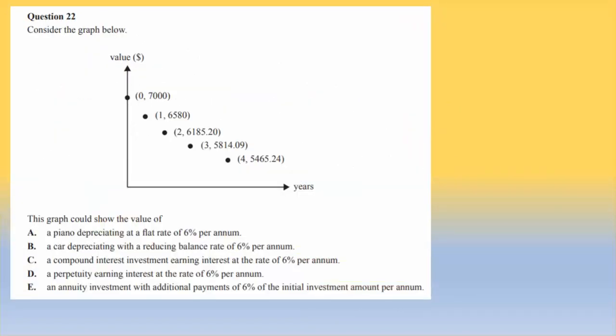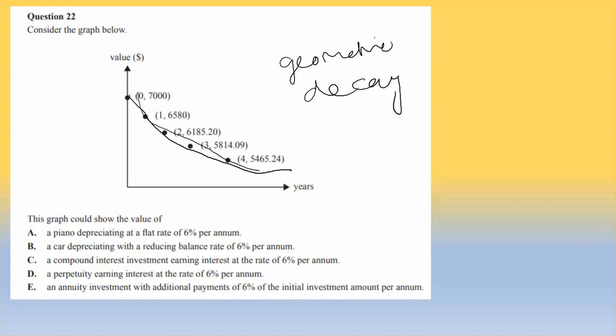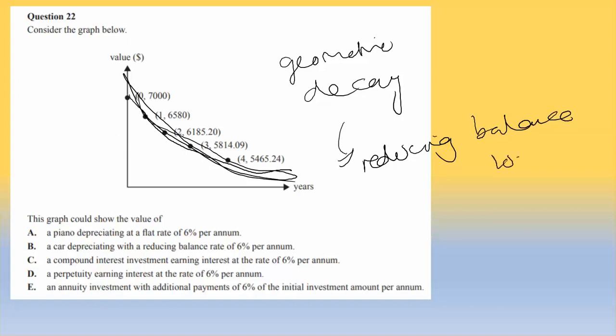Right, consider the graph below. Have a look at your graph. It is going down. It is a geometric decay. Okay, you have got your graphs in your bound reference, so you should look at that. And I've told you geometric decay is a reducing balance loan. So let's read our choices.